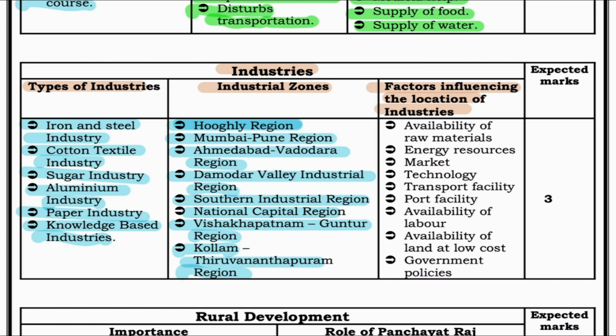Factors influencing the location of industries: availability of raw materials, energy resources, market, technology, transport facilities, port facilities, availability of labor, availability of land at low cost, government policies. For 3 marks question.